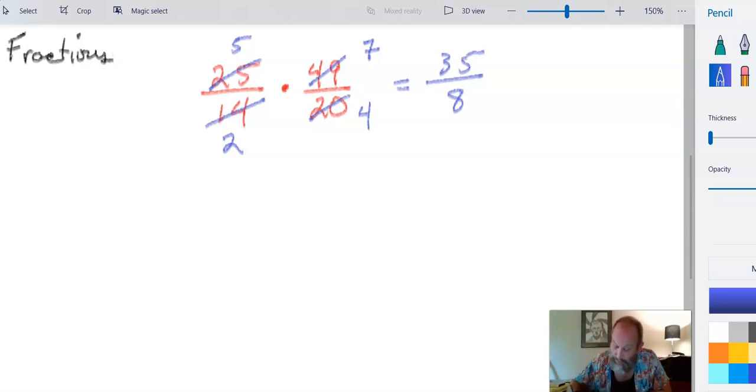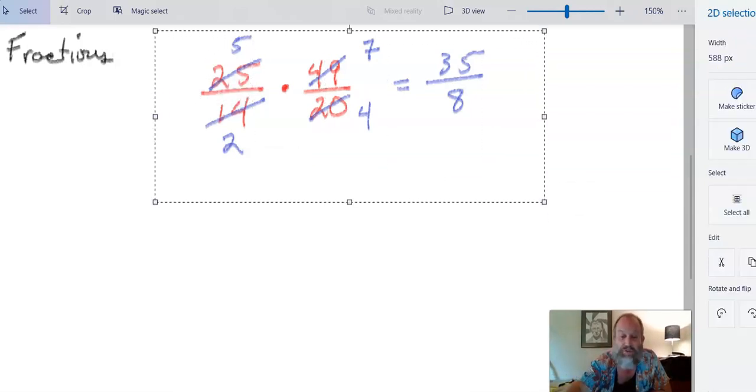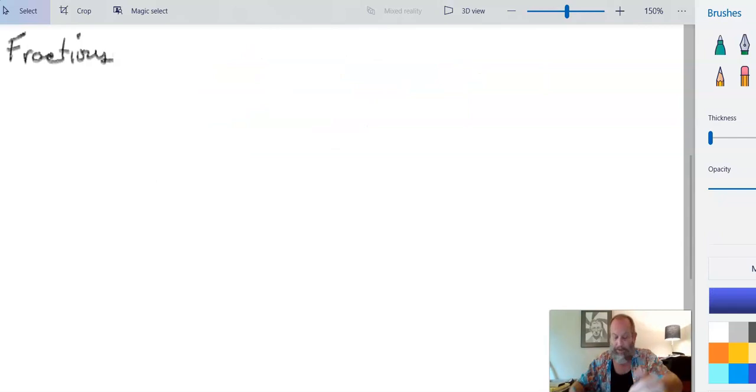Okay, so what I want to do now is go ahead and take a look at division, because division is very closely linked with multiplication.